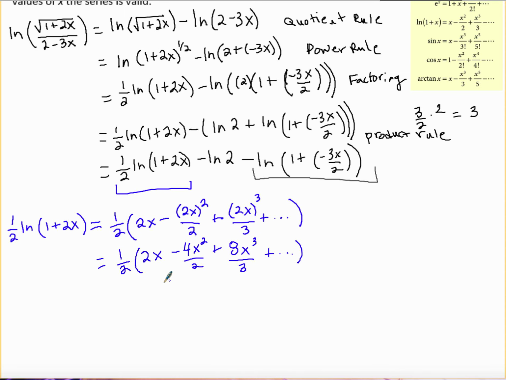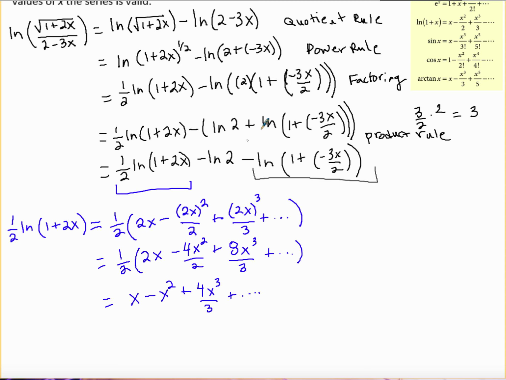I'm going to go ahead and use the distributive property and simplify here. So 1/2 times 2x is x. 1/2 times negative 4x squared is just a negative x squared, right? Because my 2 times 2 is 4. My 4 is canceled out. That's nice. And then we have 1/2 times 8x cubed divided by 3. Well, that's going to give me 4x cubed divided by 3. And this is going to go on and on and on, whatevs. Okay, so I think we have simplified that piece just as much as we possibly can.